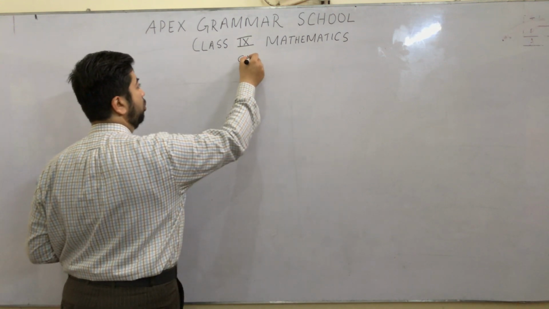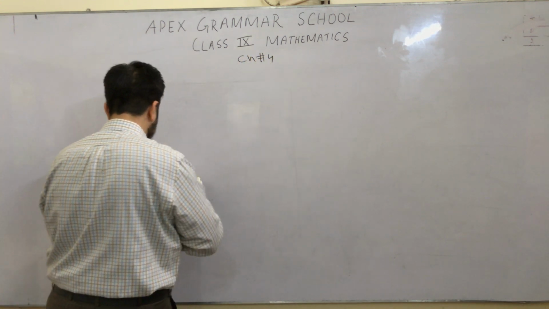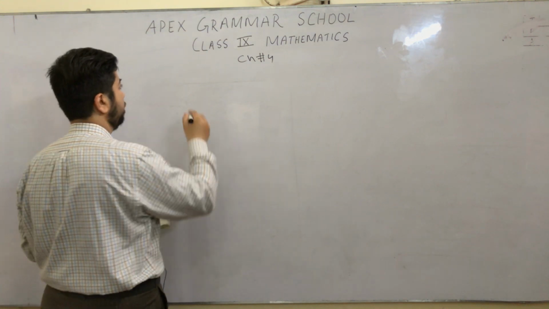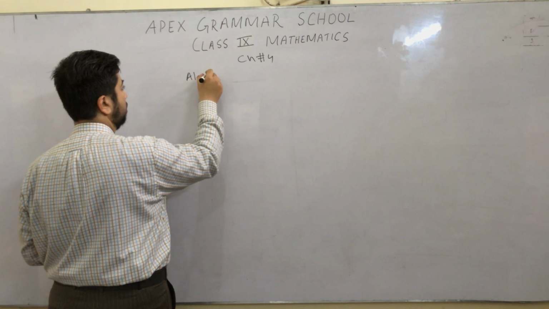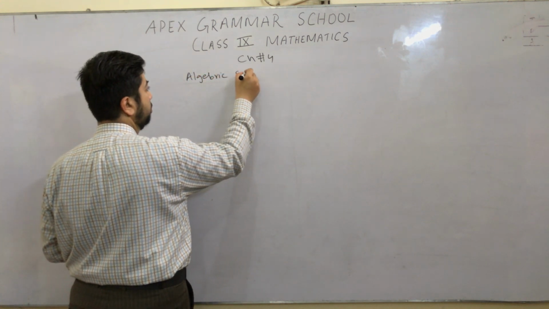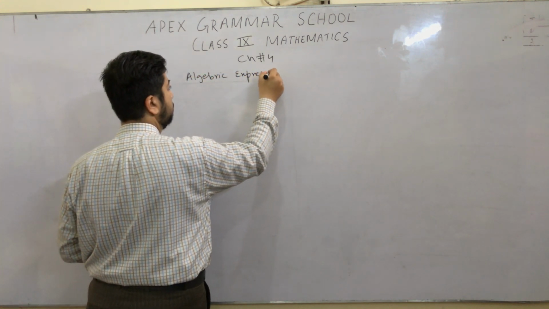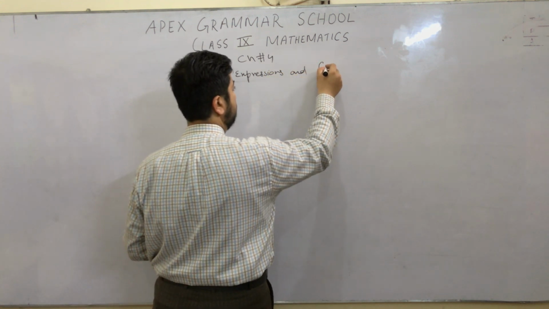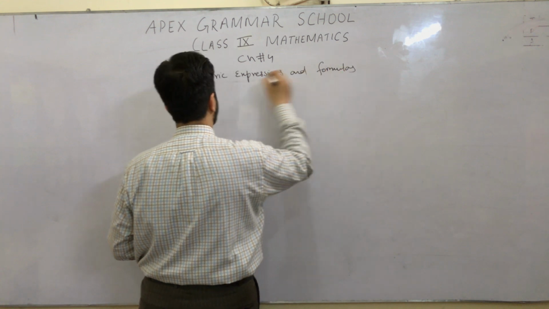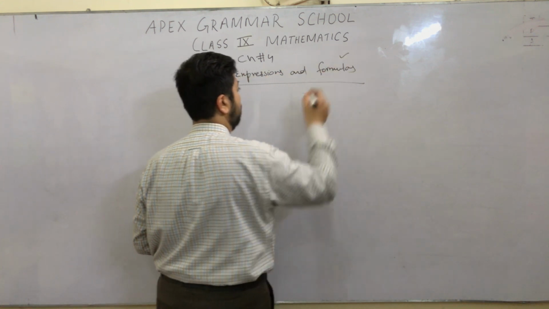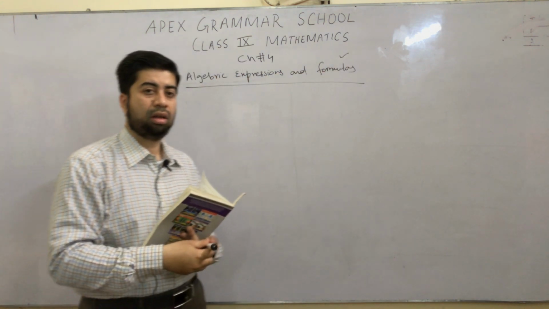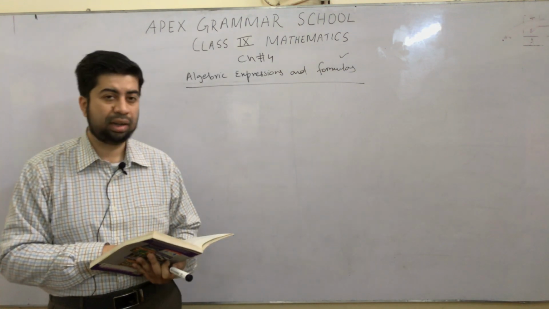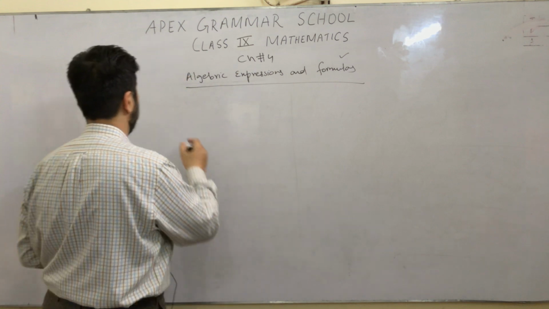Now chapter number 4 will be about algebraic expressions and formulas. These formulas I already told you about. Now the first thing is, what is a polynomial?